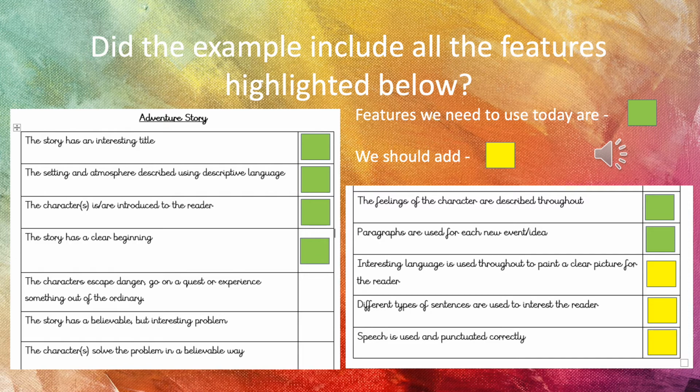The character is introduced to the reader and described. The story has a clear beginning. The feelings of the character described throughout, and paragraphs are used for each new event or idea. And try and add interesting language to paint or create a picture in the reader's head. Use different types of sentences to interest the reader, and use a little bit of speech and punctuate it correctly.